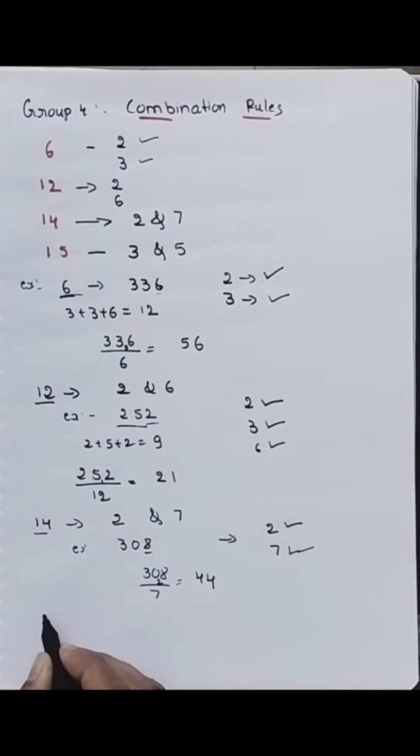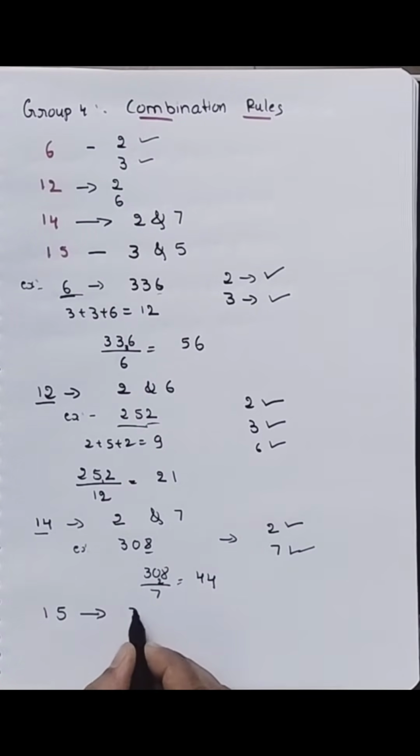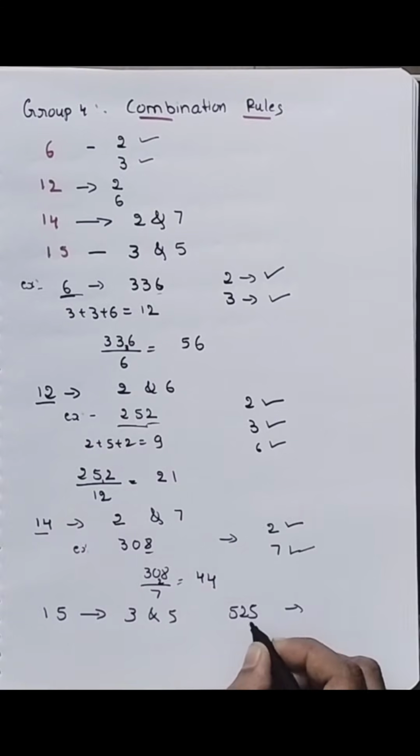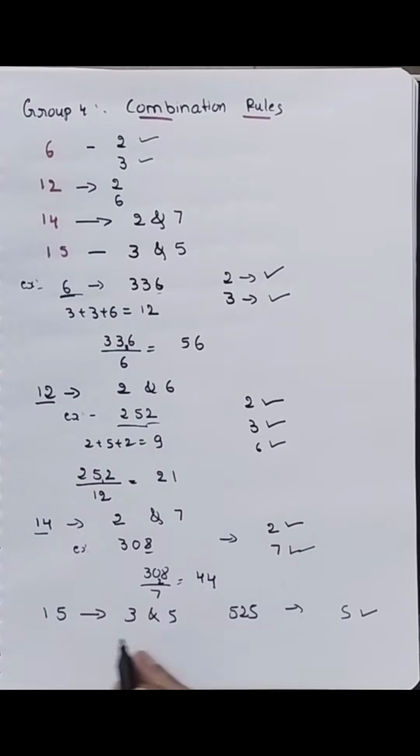So next, for 15, we know that it should pass with 3 and 5. If you consider the number 525, since the end digit is 5, it goes with 5. Adding 5 plus 2 is 7, 7 plus 5 is 12, and we know that 12 is divisible by 3, so it goes with 3 as well.